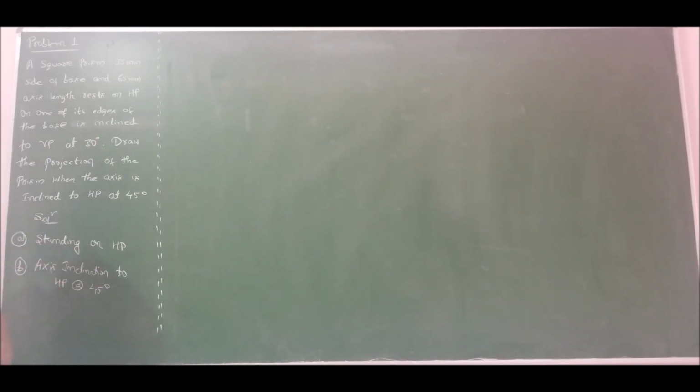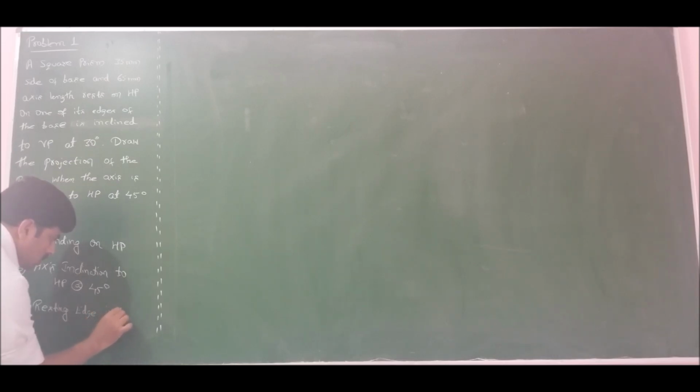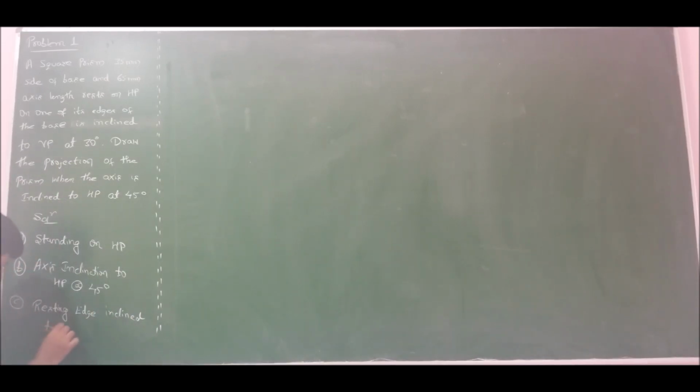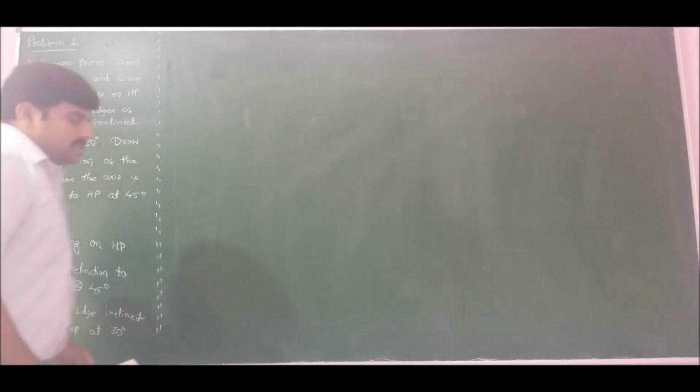Next, the remaining is the third position. In the third position, I should show the inclination with respect to VP. So therefore, the problem states that the edge of the base in which it is resting is inclined to VP at 30 degree. So therefore, the resting edge is inclined to VP at 30 degree. So this is the given problem.